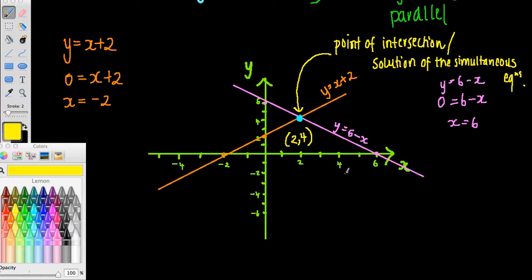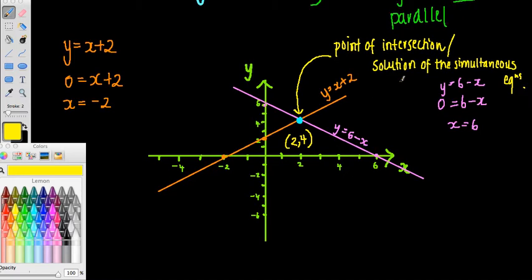You don't want to be guessing what your point of intersection is. You do want to know exactly what the point of intersection is, so that you can say, yes, I have the solution to the simultaneous equations. For that reason, the way that I've done it here, the way I found the coordinate of the point of intersection, is not generally how we do it.